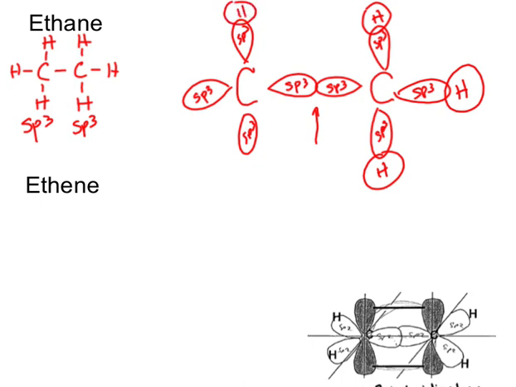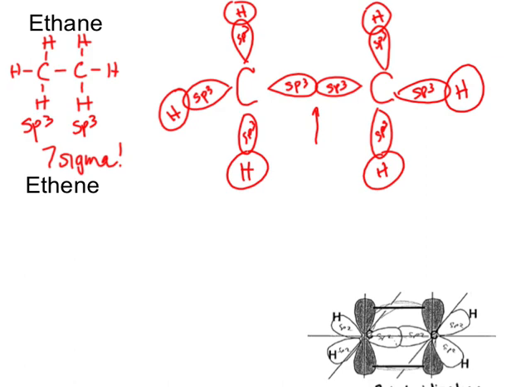It's a head-to-head overlap, so all of these are sigma bonds. So anytime you see a single bond in a Lewis dot structure, it is a sigma bond. So how many sigma bonds in this picture? 7 sigma bonds. So one of the sigma bonds is an sp3 overlap. All the other sigma bonds are s overlapping with sp3. Okay? All right, now let's talk about ethene.